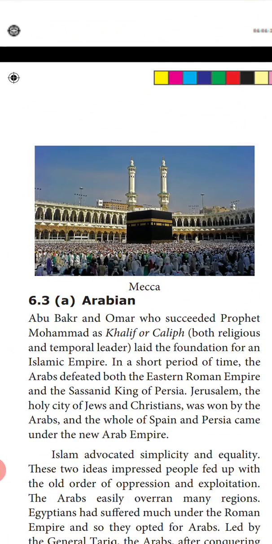Abu Bakr and Omar, who succeeded Prophet Muhammad as Caliph, which means both religious and temporal leader, laid the foundation for an Islamic empire. In a short period of time, the Arabs defeated both the Eastern Roman Empire and the Sassanid king of Persia. Jerusalem, the holy city of Jews and Christians, was won by the Arabs, and the whole of Spain and Persia came under the new Arabic empire.